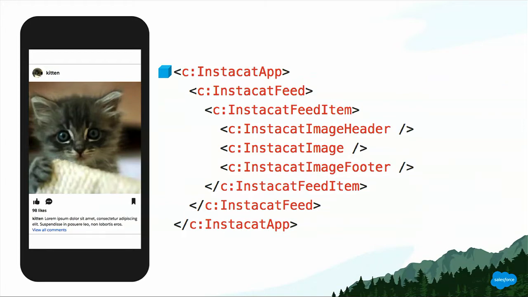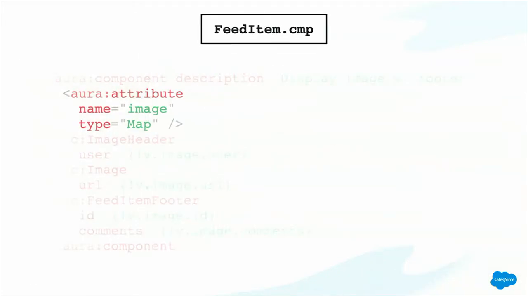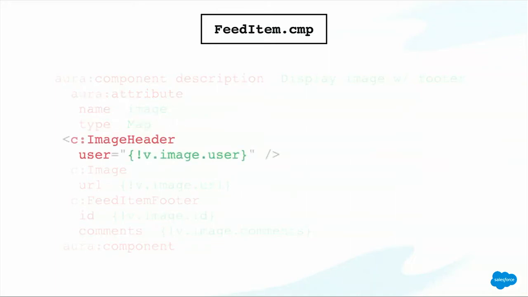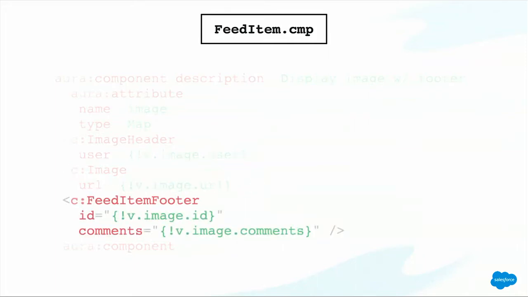To show off how we're going to simplify that in code, let's take a look at our code. So here we have our feed item, which is that whole Instacat feed item. We have our image attribute, we have our image header component, we have our image component, and then we have our feed item footer. So this is where we're going to dive in, and we're going to do some optimizations here.